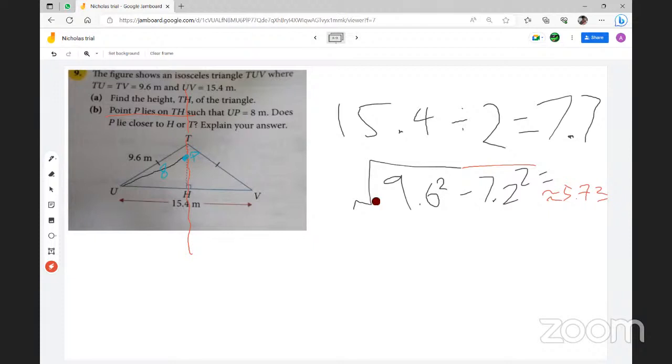Then let me challenge you. This is another triangle which can be Pythagoras because it has 90 degrees. I challenge you to find PH.